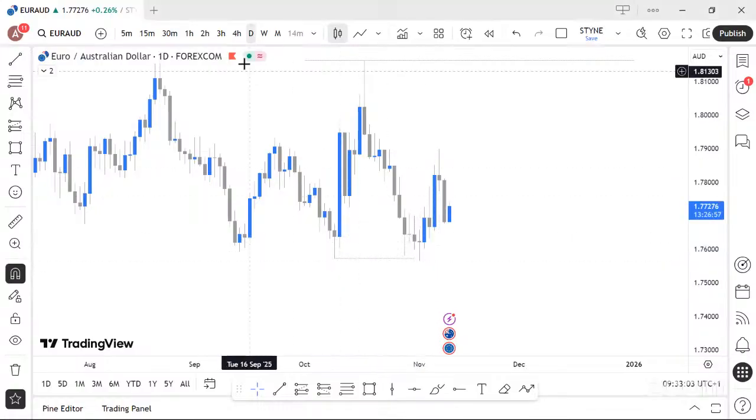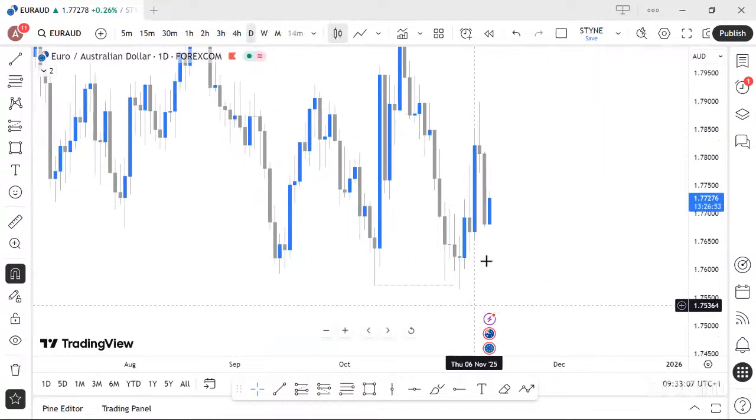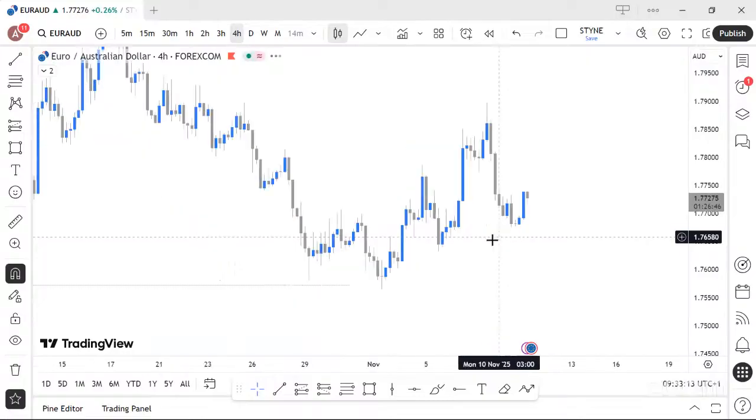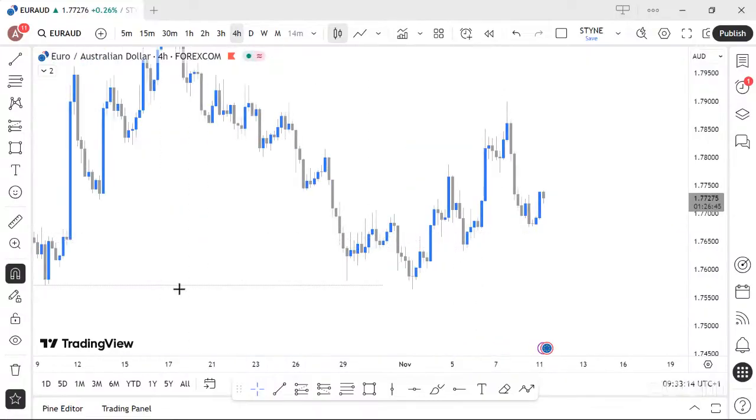So that wick sweep, we now know that is an indication for the counter direction, or we call it a reversal. So upon sweeping this place, we can go to the H4 to look for expansions to the upside. Is that okay? We can look for expansions to the upside.